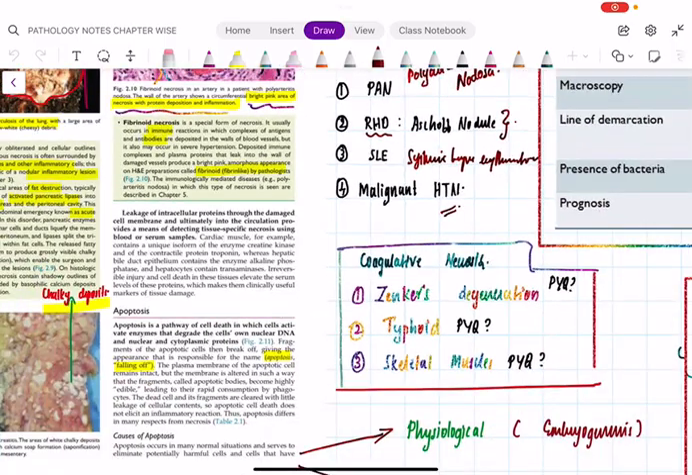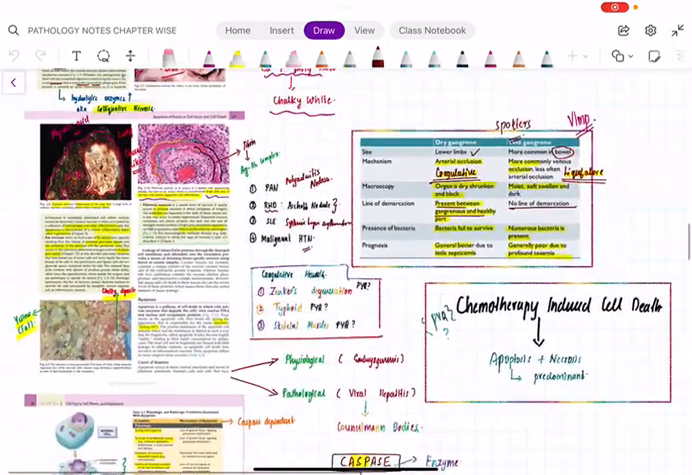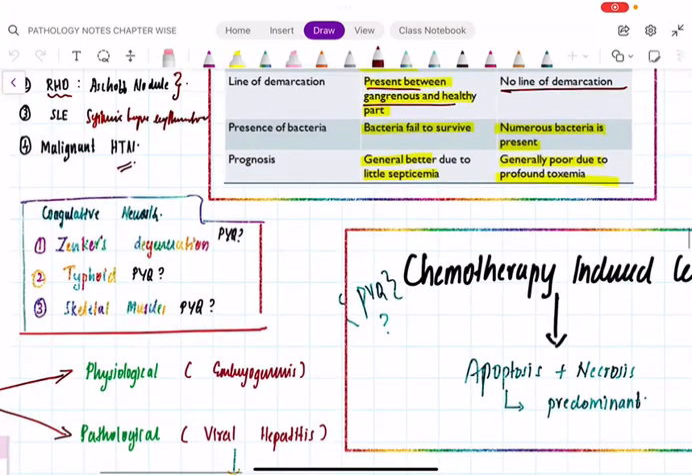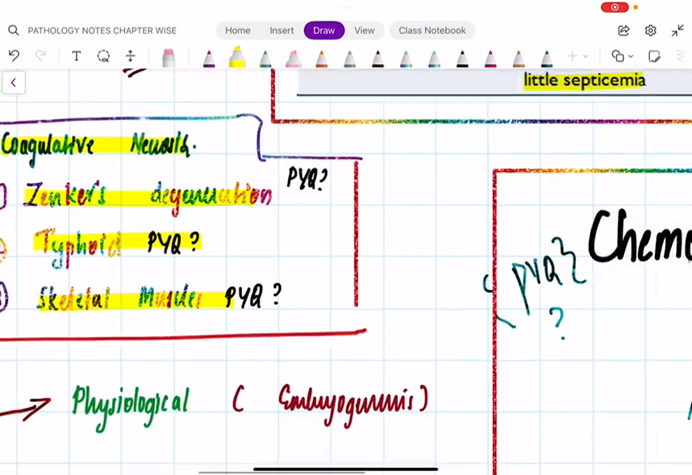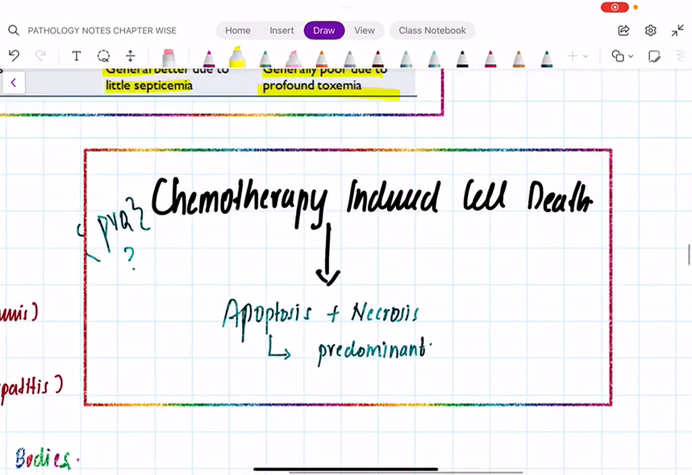Coming to apoptosis. Before that, there is a high yield question. Yes, two questions. It has been a previous year question. Zenker's degeneration, typhoid, skeletal muscle injury. All these are a type of coagulative necrosis. You won't find this point anywhere. Very high yield: Zenker's, typhoid, skeletal muscle. All these are previous year questions. What is the type of cell injury happening in chemotherapy-induced cell death? Patients who have cancer undergo chemotherapy, and as a result their cells will die. The answer is apoptosis along with necrosis.